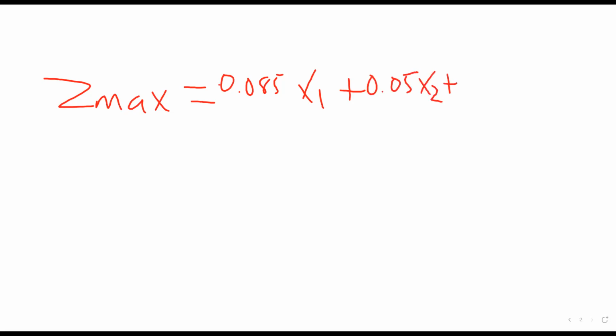The third one, which was in the story, was 6.5% and then 13%, if I remember. So it becomes 0.065 X3 plus 0.13 X4. Okay, so that is how you formulate the objective function. This is our objective function, ladies and gentlemen. This is what we formulated.